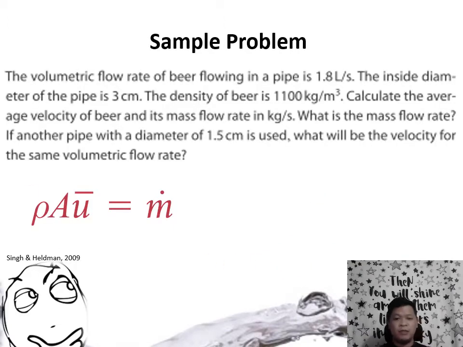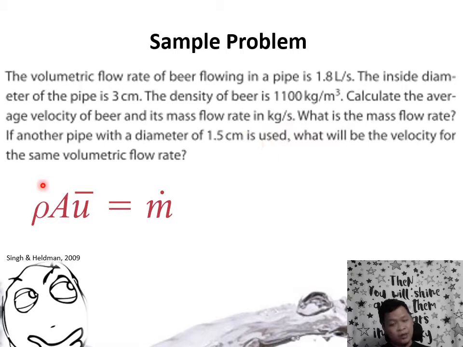Okay, so for this problem, it's simple and a bit straightforward. You could exercise your unit conversion muscles as well. So we're given a volumetric flow rate. This is a lot of beer at 1.8 liters per second. And the inside diameter of the pipe is slightly greater than 1 inch. And the density is slightly higher than that of water because of the presence of dissolved solids. So what would be the average velocity of the beer and the mass flow rate in kilograms per second?